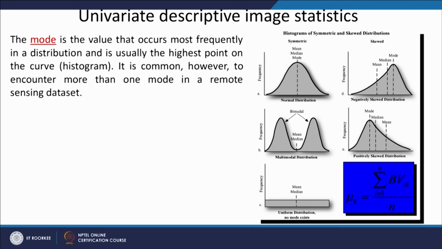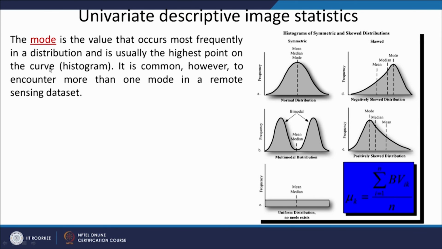And then there is the uniform distribution, which means all pixel values are the same. This is a very rare case, except in desert areas, where you may have images with a distribution something like that.